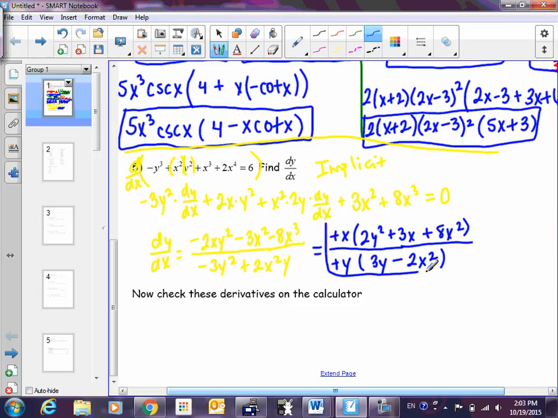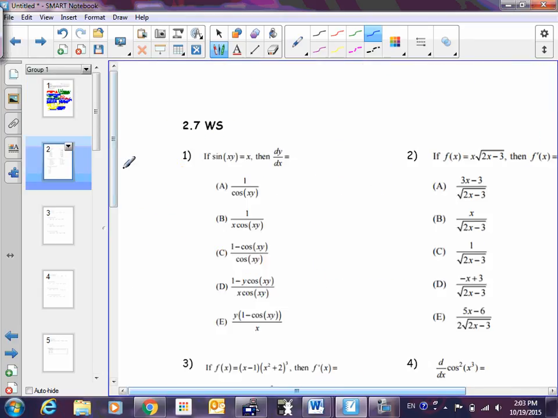So this is how your multiple choice may look. And again, it may look like what we started with. What you want to do is look at your answer choices and decide. If you just turn the page, we can see number 1, by the way, is one of the hardest ones on the whole packet, so don't get discouraged. But when you're working through an implicit problem like this, look at your answer choices. That's going to help you know how far to go in the simplifying.